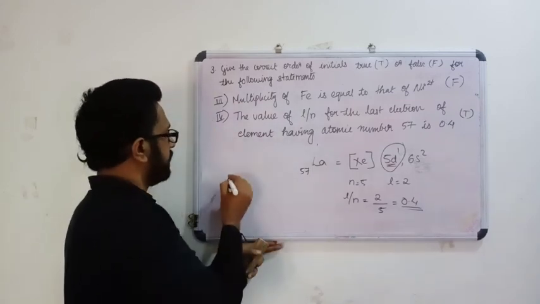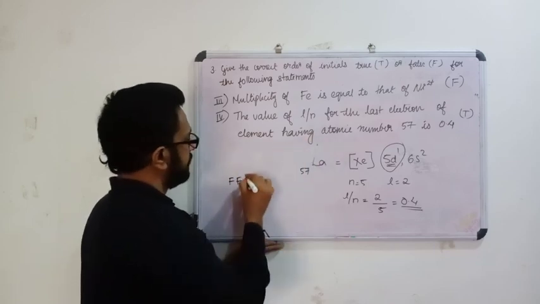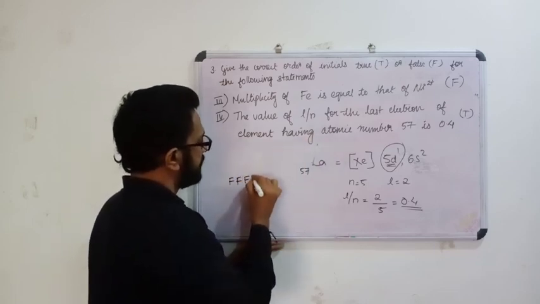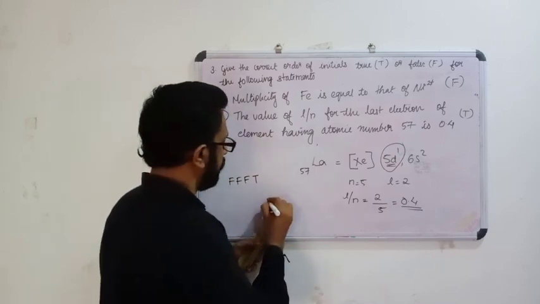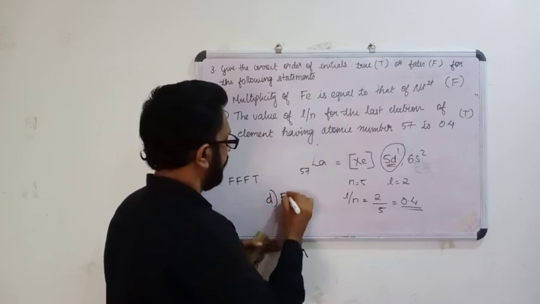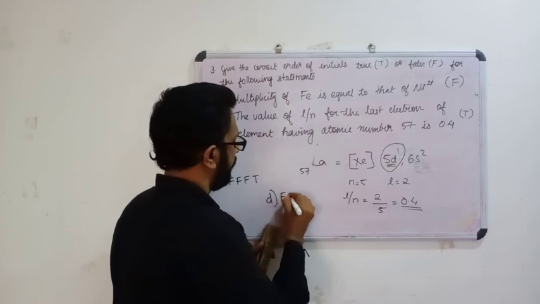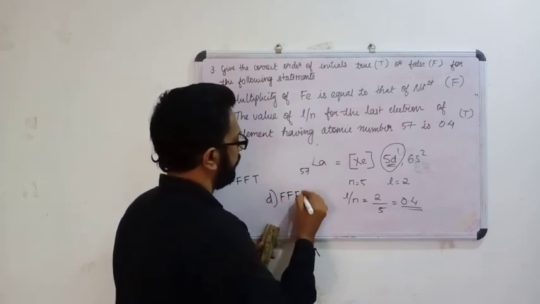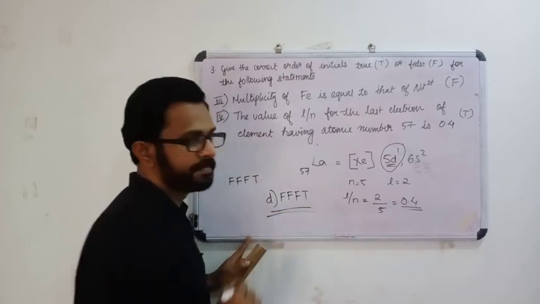So we have got first one false, second one false, third one false, the last one true. So our option is option D: F, F, F, T. So option D is the correct answer.